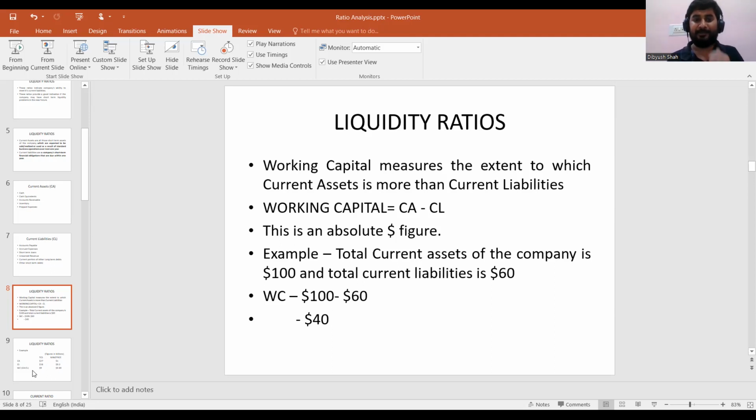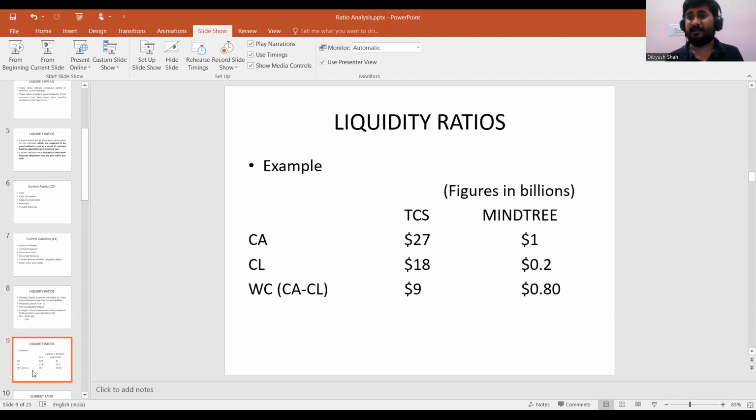Now, let's look at an example. Suppose for TCS, the figures are in billions. On one side we have TCS, on one side we have Mindtree. TCS has a current asset of $27 billion. Mindtree has just $1 billion, a new company growing up. TCS has a current liability of $18 billion. Mindtree 0.2, that is $200 million. Working capital, that is CA minus CL, of TCS comes down to $9 billion. For Mindtree, it is 0.8, that is $800 million.